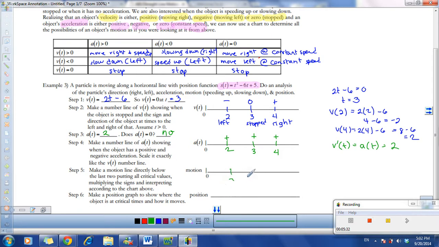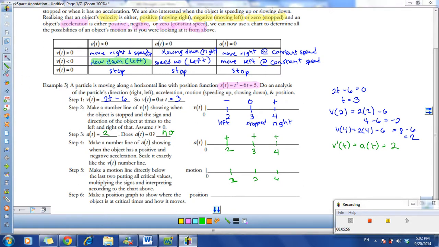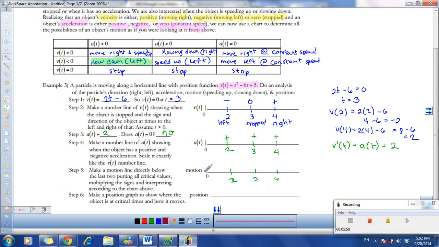So from 2 to 3 to 4, forgot to scale it. Okay, let's see. Let's make it purple. Alright, so negative and positive. My velocity is negative and my acceleration is positive. So we are right here. So I'm slowing down to the left. So moving left and slowing down.